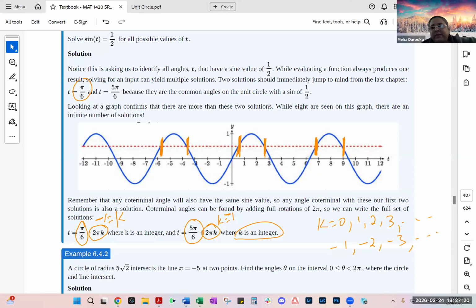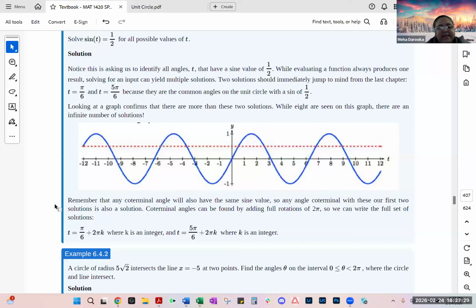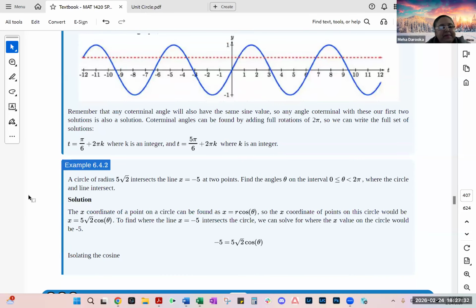Because to show that there are multiple occurrences, right, of the sine of t, which will be equal to 1/2. Now look at a different example here. So we're switching it up a little bit. This one is giving us a specific case.